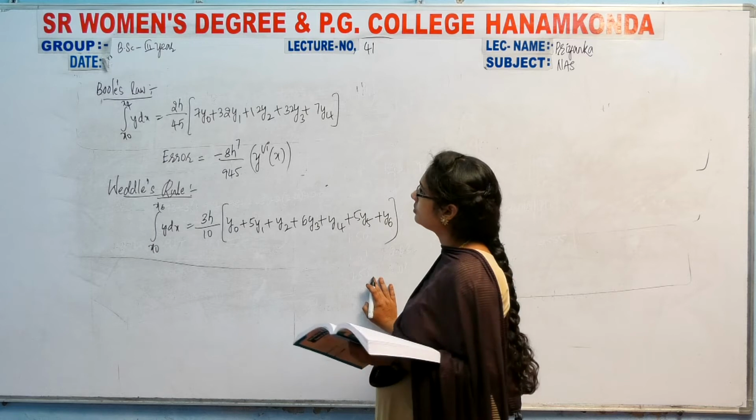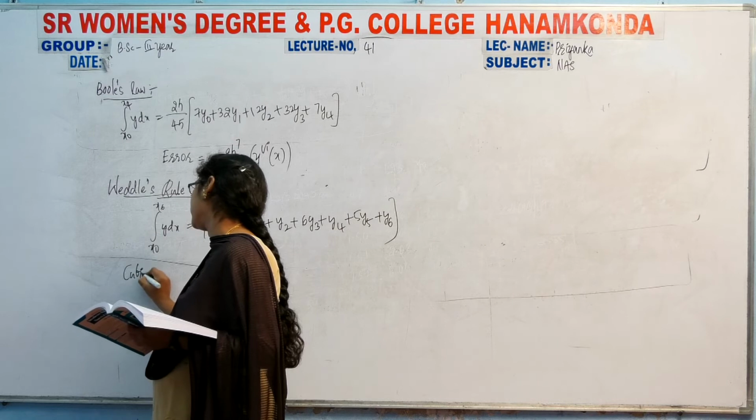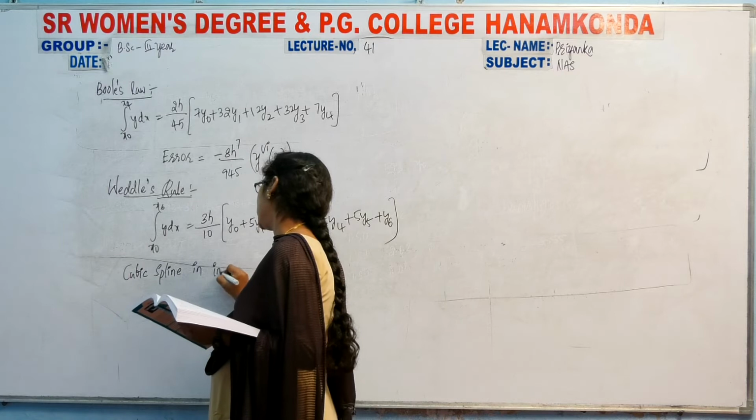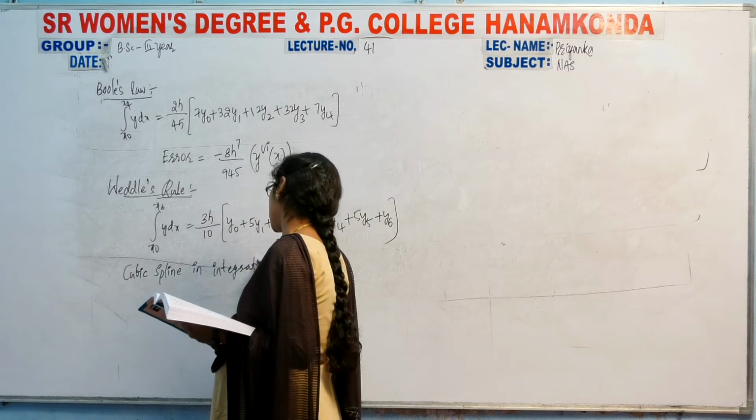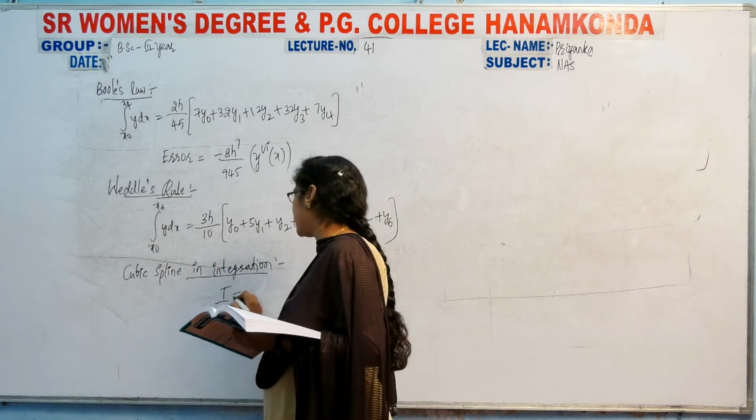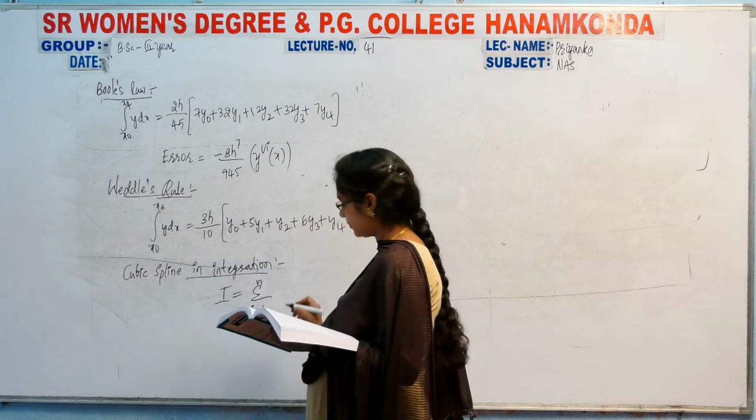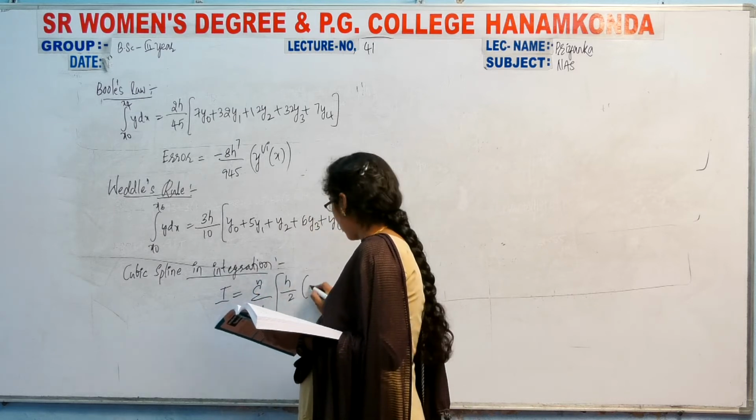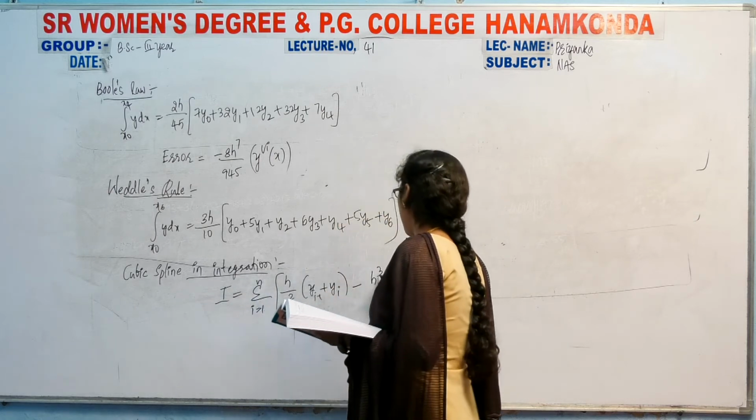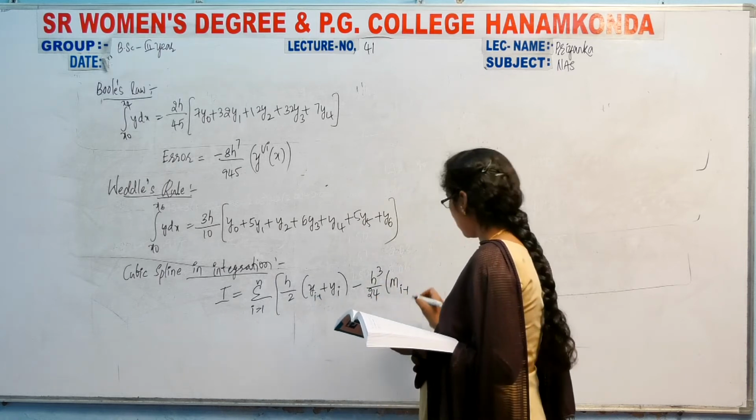Write down another formula. Cubic spline in integration. We have it in differentiation also. Yesterday we discussed, but now I am giving it in the integration part. Write down capital I is equal to summation i equal to 1 to n, h by 2 of yi minus 1 plus yi, minus h cube by 24 of mi minus 1 plus mi.